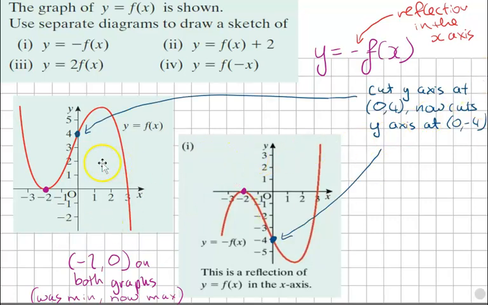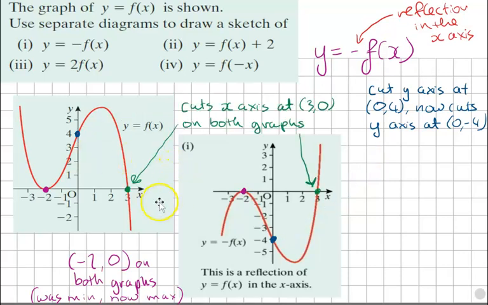Another 2 important points. So we have 0, 4 and 0, minus 4. So it cuts the y-axis at 0, 4 in the original function, and now it cuts the y-axis at 0, minus 4 in the new function. 2 more important points on our graphs are 3, 0 and the same on the other graph. So it cuts the x-axis at 3, 0 on both graphs. So that has not changed.